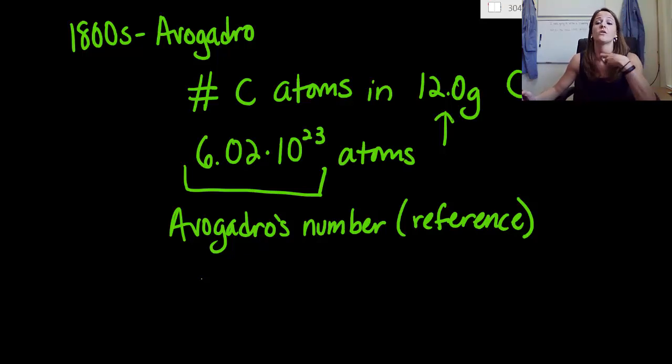Because think about that. In a real life example, if you're in lab, I do not want to yell to my coworker, hey, can you please give me 6.02 times 10 to the 23rd carbon atoms? You'd much rather say, hey, throw me 12 grams of carbon. It's just much easier to say.